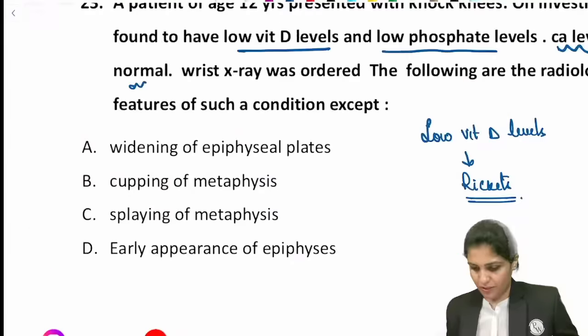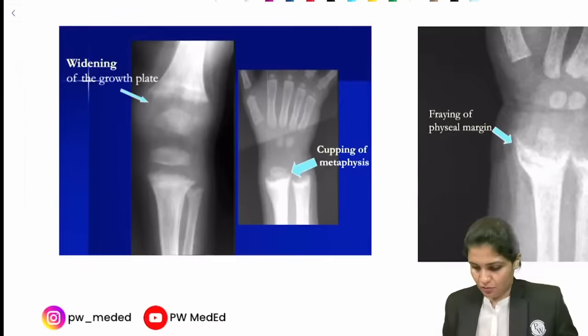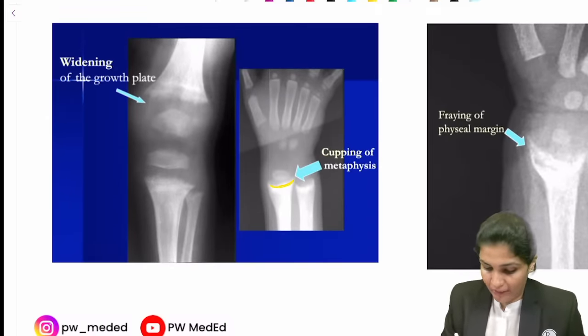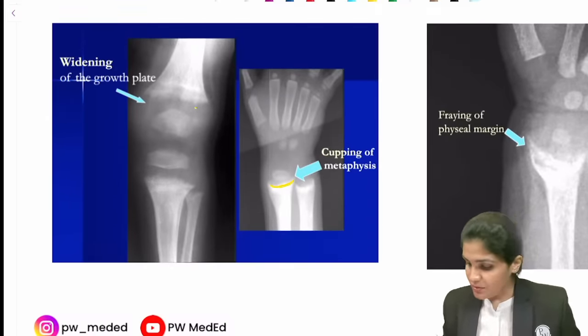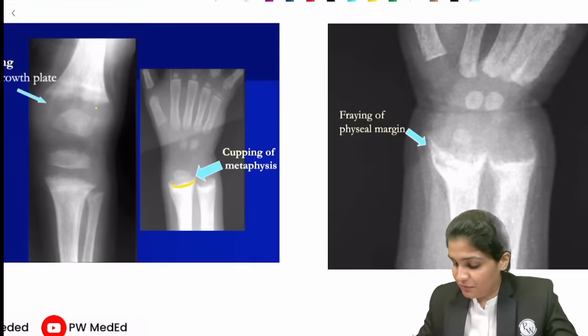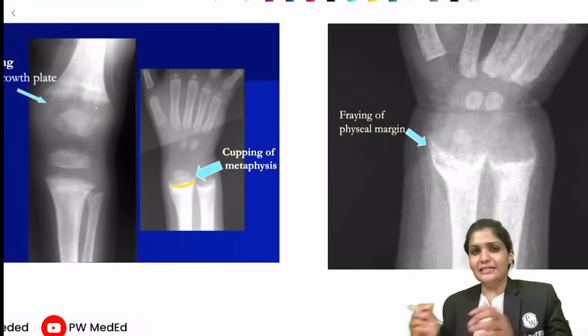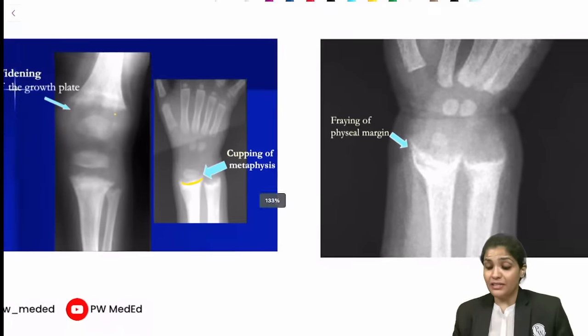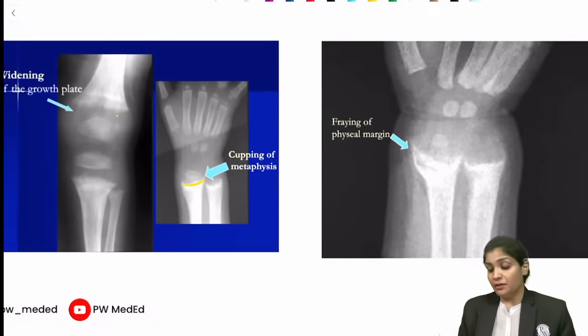So if you can see this x-ray here, this is your cupping, cup-like thing. This is the cupping and widening of the growth plates, and then you see the fraying. Fraying of the physeal margin, so important: the cartilage cells which are present spread around, so that is the fraying of the margin. So this is the x-ray of a person with rickets.